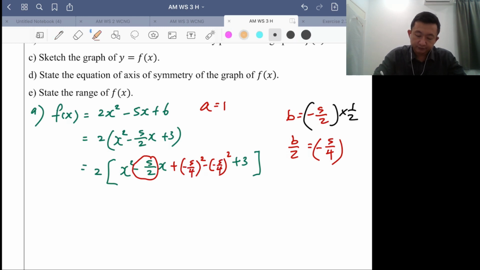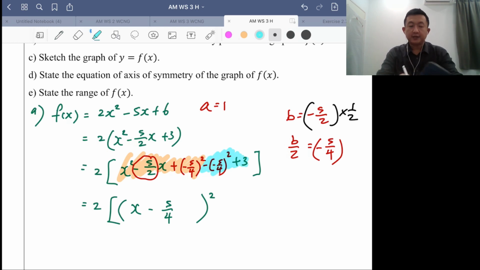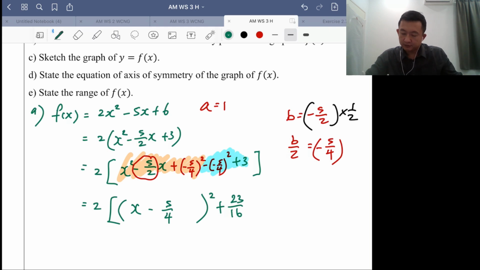The first 3 terms will be factorized into a perfect square. That's why we call it completing the square. It will be a big bracket squared. Always start with x and just write whatever is written in the brackets, -5/4. So that will be x minus 5/4. Then the last 2 terms, just tabulate this using your calculator, including the negative sign. So you have negative bracket negative 5 over 4 bracket squared plus 3, you should have 23 over 16. Okay, and you close it.